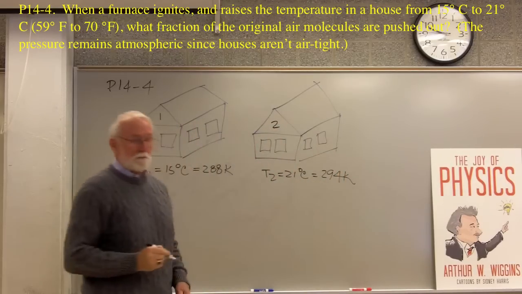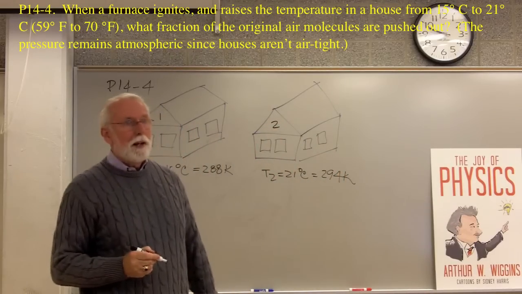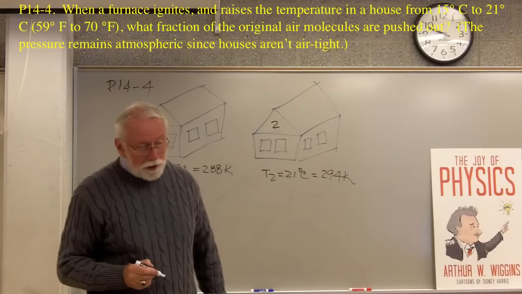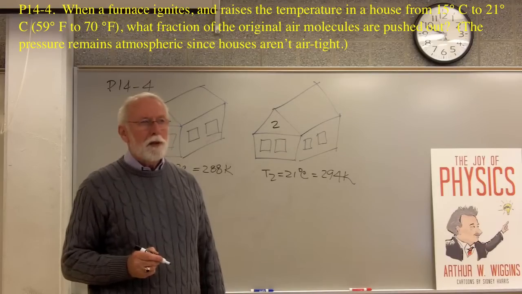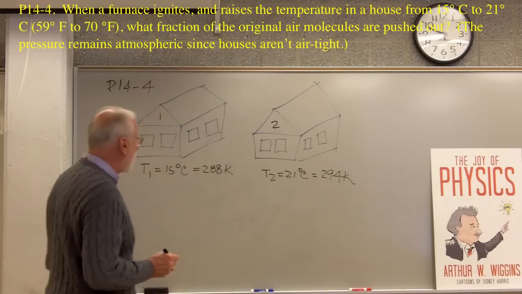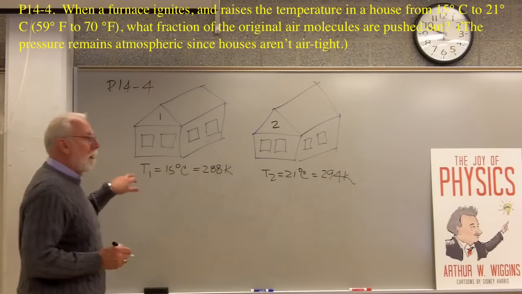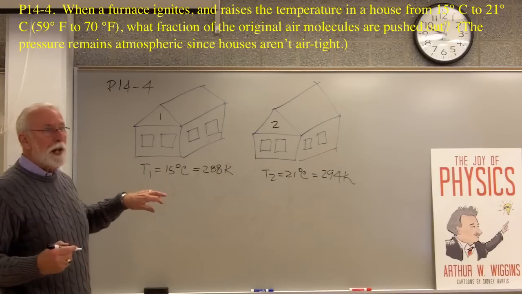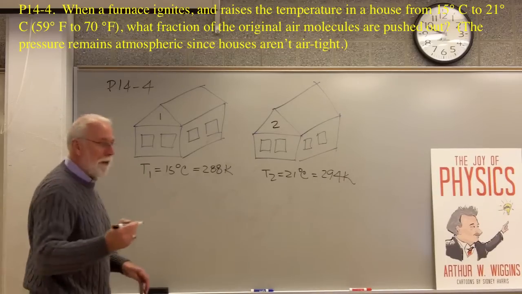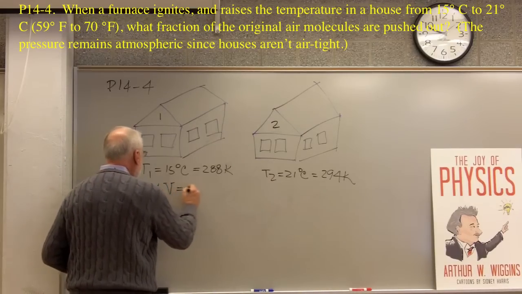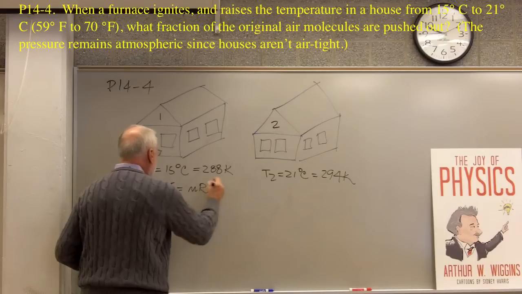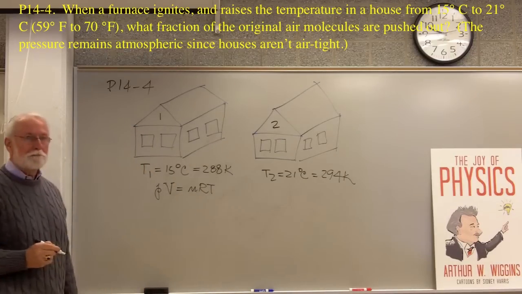Okay, good. How do we solve this? What does it want to know? It says, what fraction of the original air molecules are pushed out? So how do we get the fraction of air molecules? Air is a gas, so this is a perfect gas problem, isn't it? What's our perfect gas relationship? PV equals nRT, right?